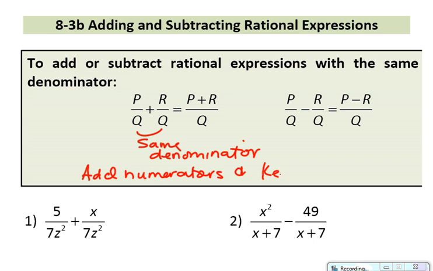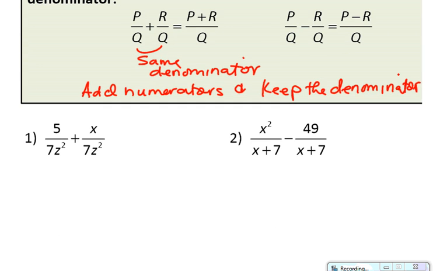the denominator. Don't do anything with it, you just keep that same denominator. And that's what these two examples say there in P's and Q's. So let's look at a few examples with variables in here.